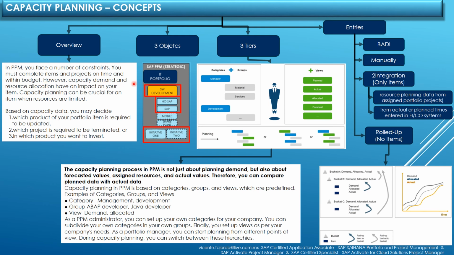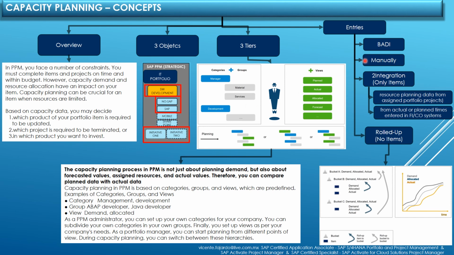As you can see, we have three different objects in which we can do the capacity planning. One is the bucket, the other one are the items, and the other one are the initiatives. We have three tiers: views, categories, and groups. And I want to point out that we can create our own views, our own categories, and our own groups in order to implement the necessities of the business.